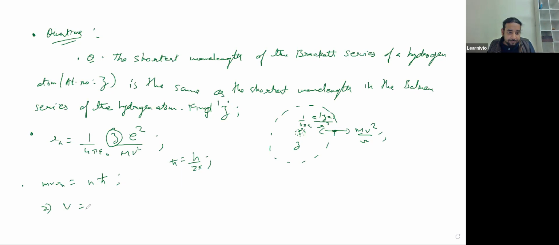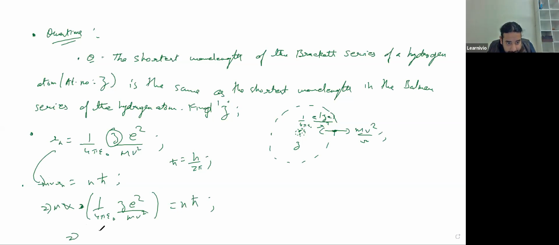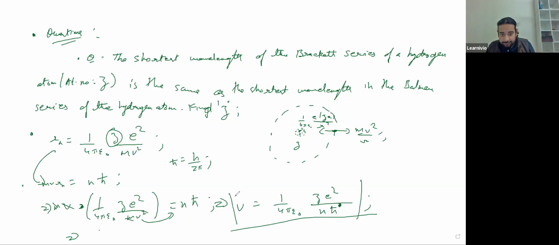So you have v. I should just put it here: mv times 1 by 4 pi epsilon naught Ze squared by mv squared is equal to n times h cross. I'm just substituting this here. The v's cancel out, and I need to calculate v, right? So take this v on the other side. The m's also cancel out. So v is 1 by 4 pi epsilon naught, Z times e squared by n h cross, not squared, n h cross only.